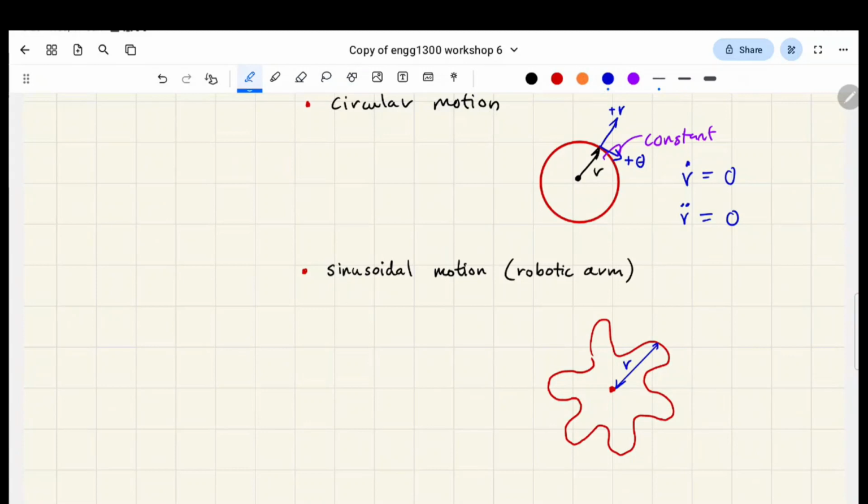But if you can imagine this is the path that a robotic arm that's swinging around is taking, you can pretend like this robotic arm is extending and contracting and rotating, but those two things are happening independently of each other, giving this kind of pattern.